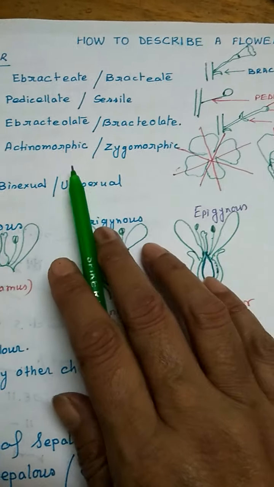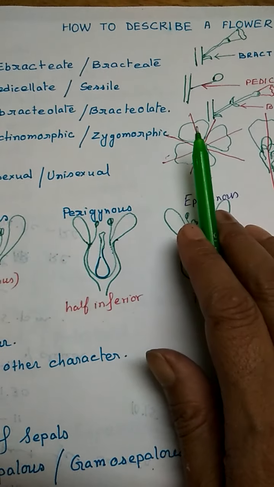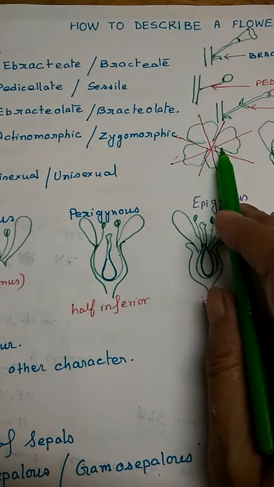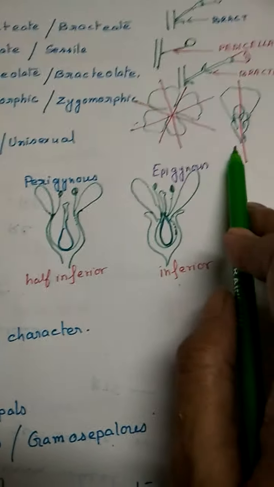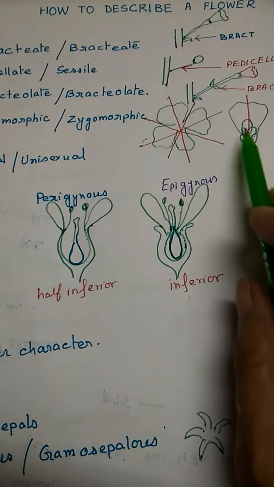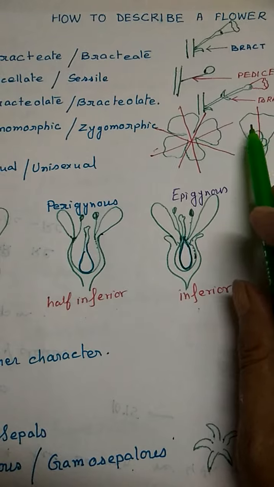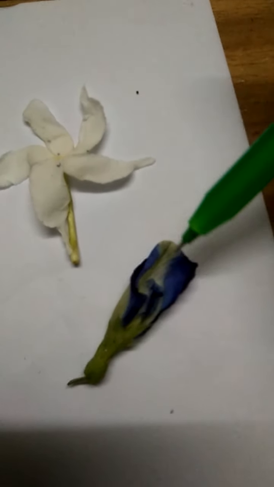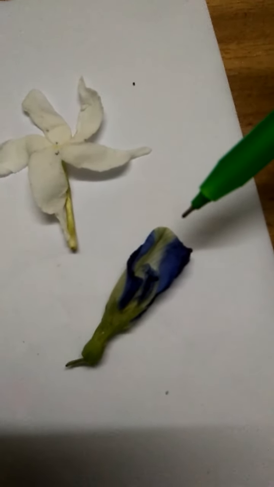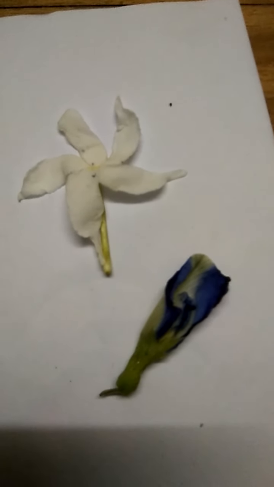Then whether the flower is actinomorphic or zygomorphic. If we cut the flower in any plane so that both the sides are equal, then that is known as actinomorphic. And if we can cut the flower only in one plane so that both the sides are equal, in that case it is known as zygomorphic. One example of actinomorphic is this one. So this way we can cut, this way also. So this one is actinomorphic. But in case of this flower, it is zygomorphic. Only in one plane we can cut the flower in longitudinal direction. Otherwise, the two parts will not be equal.